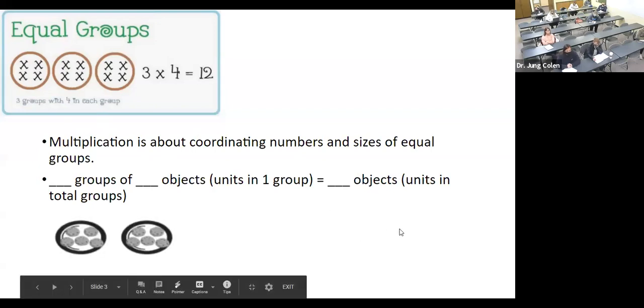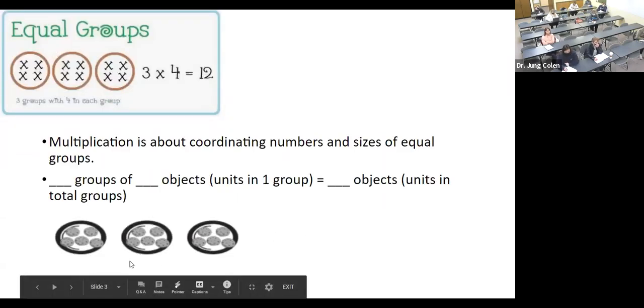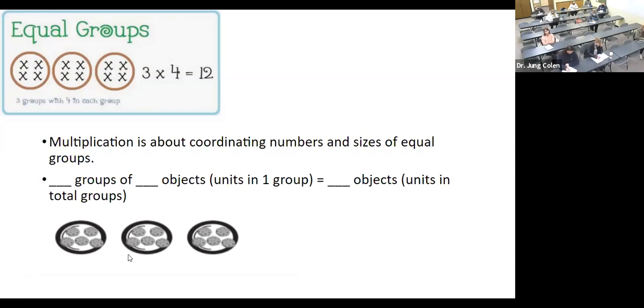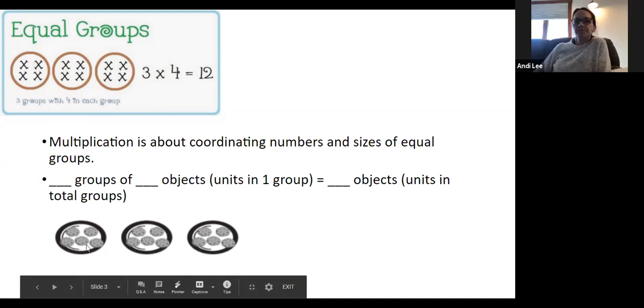So let's take a look at this example. I have 1, 2, 3 dishes. And in each dish, each plate, I have 5 cookies. I can ask the question, how many cookies are there in total, right? Not how many plates are there in total, but how many cookies are in total. So how many groups? 3 groups, with how many cookies in each? 5 cookies in each. So there are a total of 15 cookies. Okay. All right.